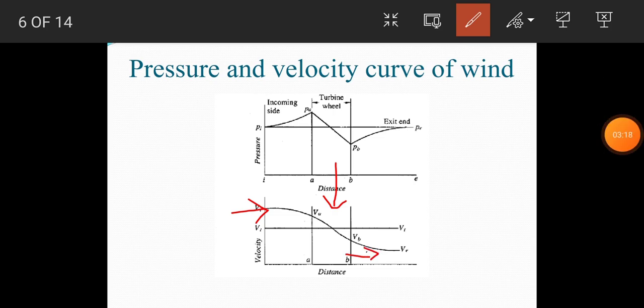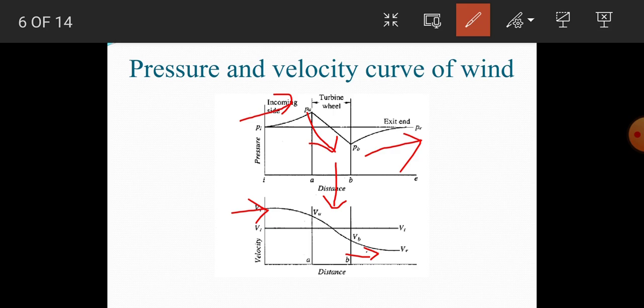Here we can see that the pressure at the start, before hitting the turbine wheel, is very high. After hitting the turbine wheel, it is reduced drastically below the atmospheric pressure, but after leaving the turbine wheel it will come back to its normal pressure. So the variation is considered to be smooth from upstream to downstream.